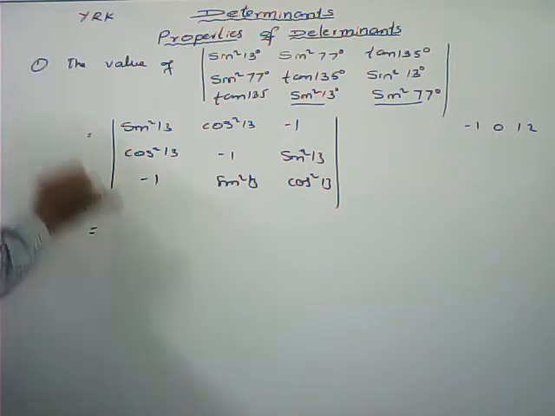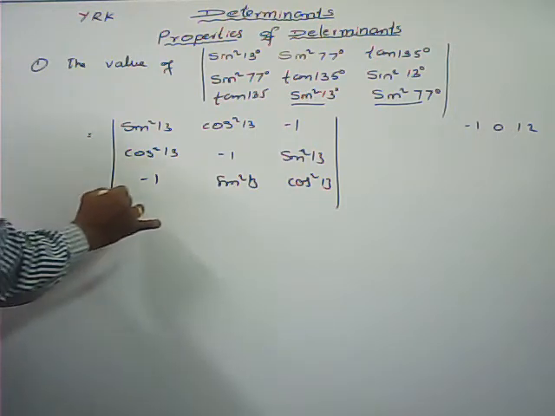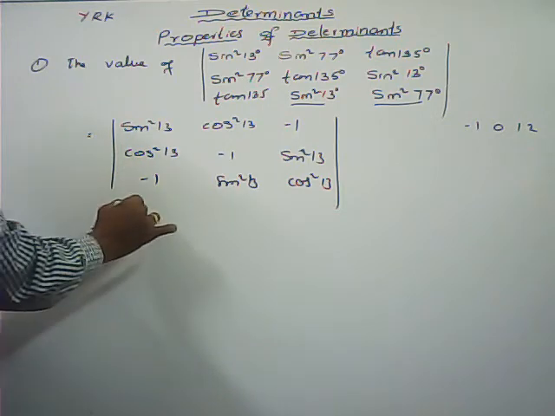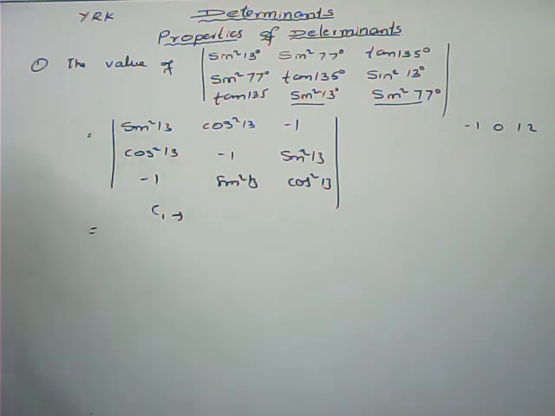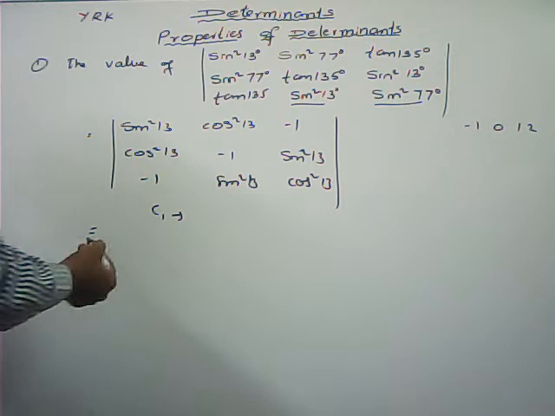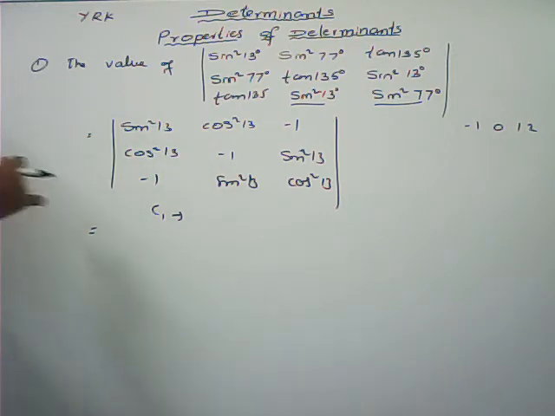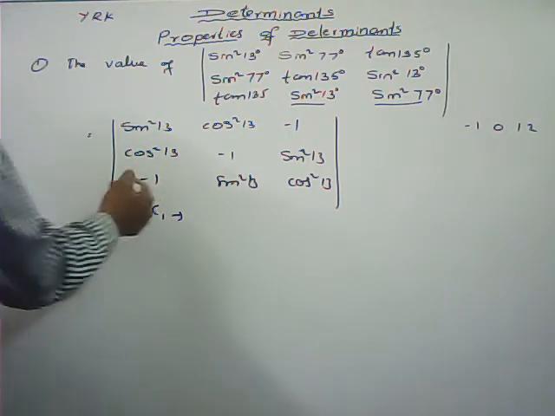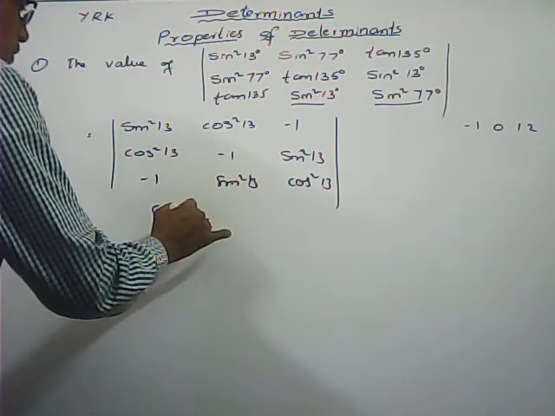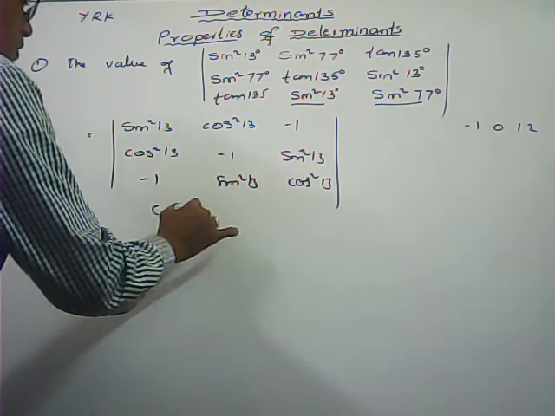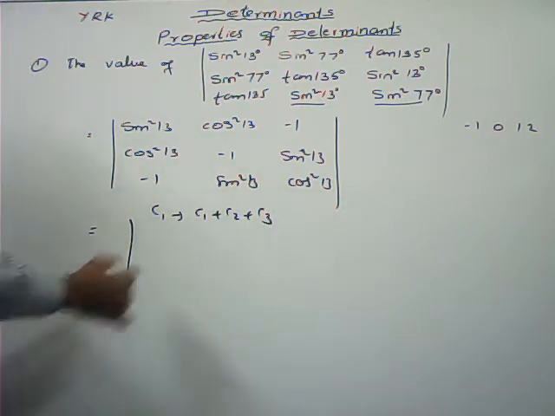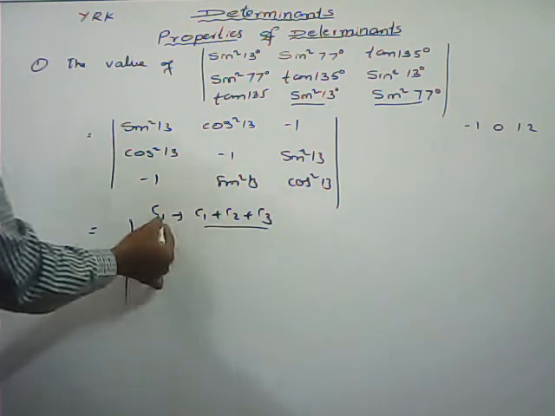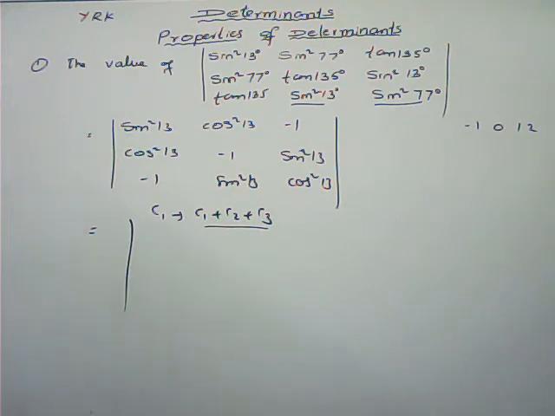Now, here what I am doing is applying this property. C1 tends to C1 plus C2 plus C3, or R1 tends to R1 plus R2 plus R3. By adding the three rows or three columns, we can get the same result. In some problems, here C1 tends to C1 plus C2 plus C3. Adding these three columns, and the result I am putting in C1.